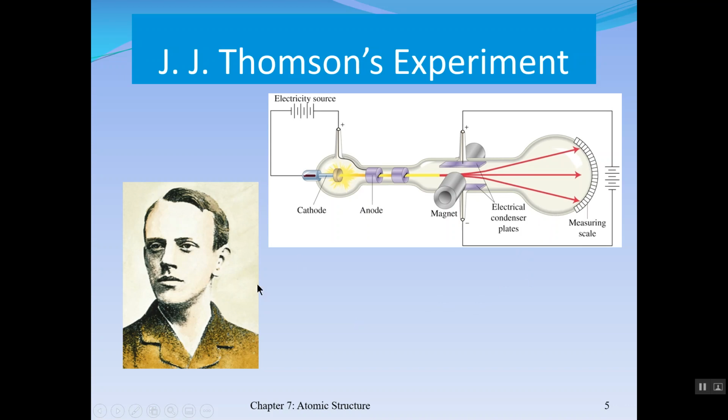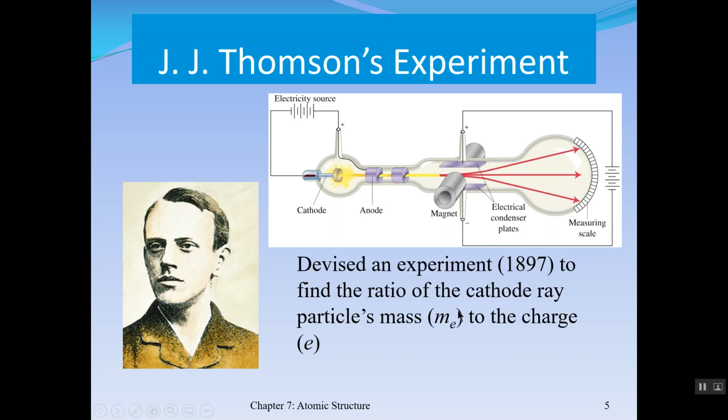So that's basically J.J. Thompson's experiment, and I won't go into all the details of the calculations that he performed based on the data collected from this experiment. I'm just going to show you that he determined, based on this setup, the mass to charge ratio of the electron. So if you take the mass and divide it by the charge, that is what he was able to determine based on this experimental setup.